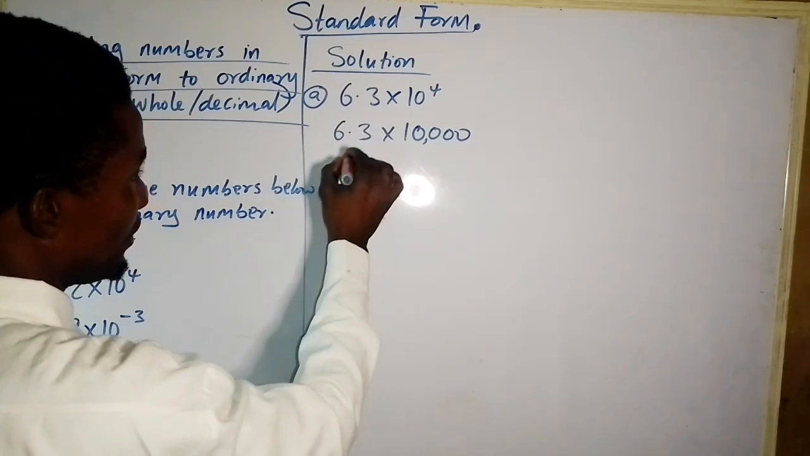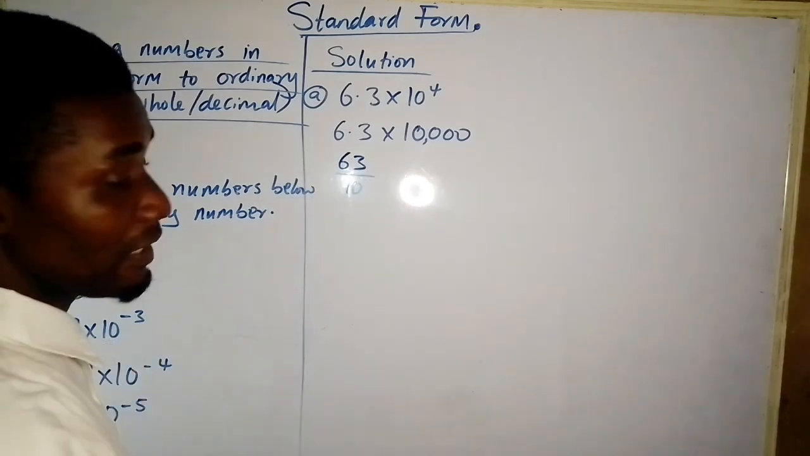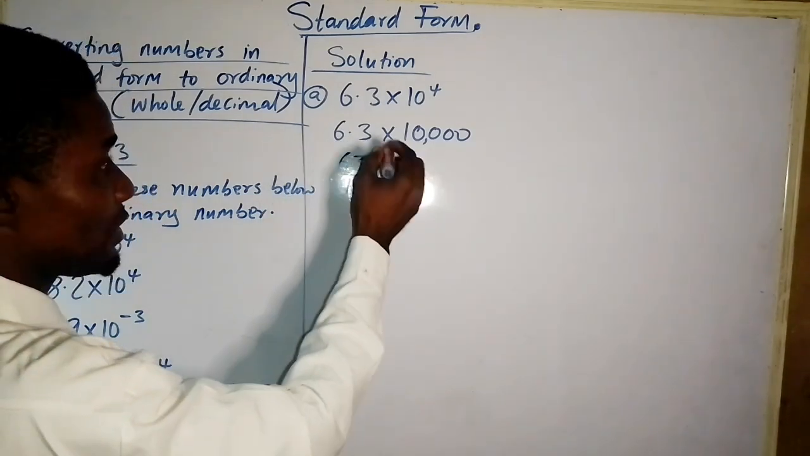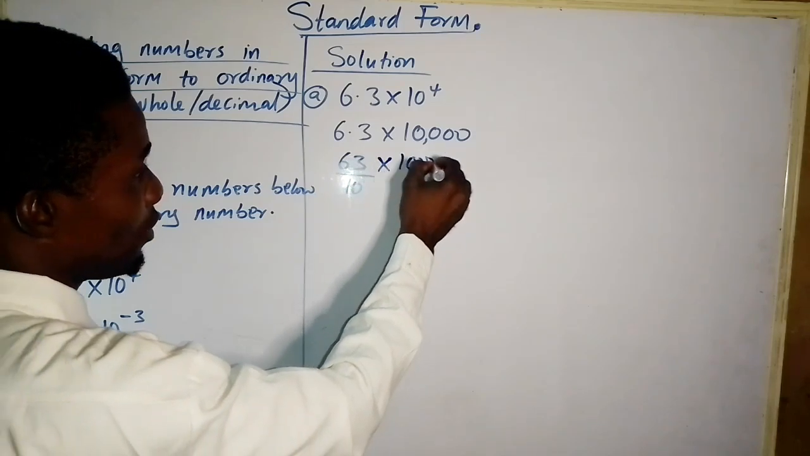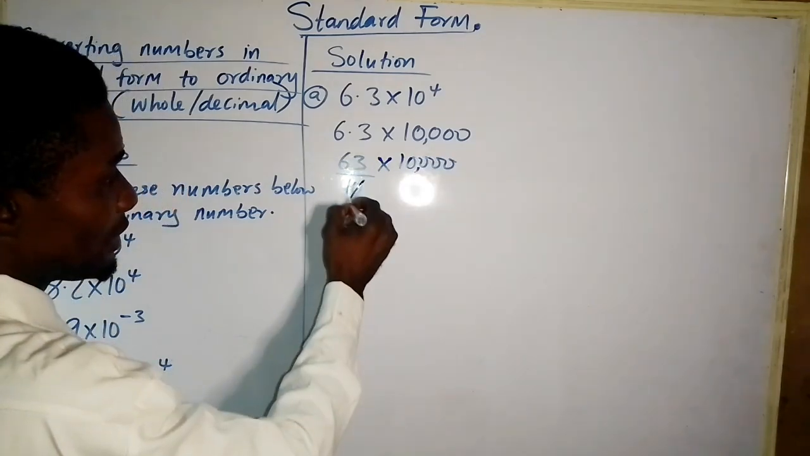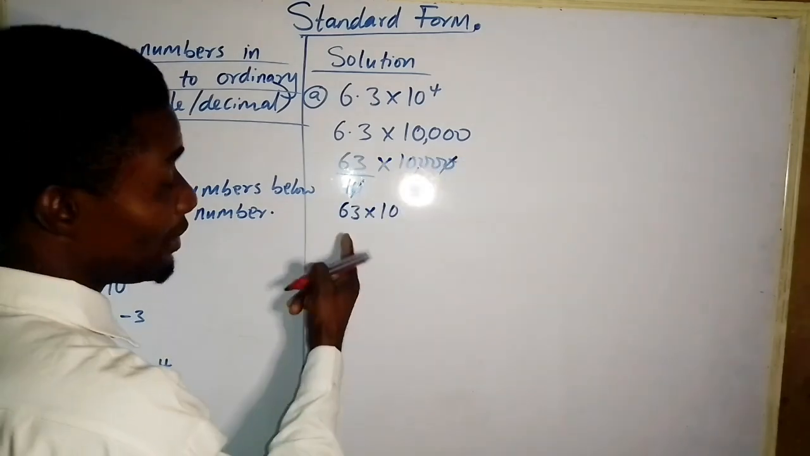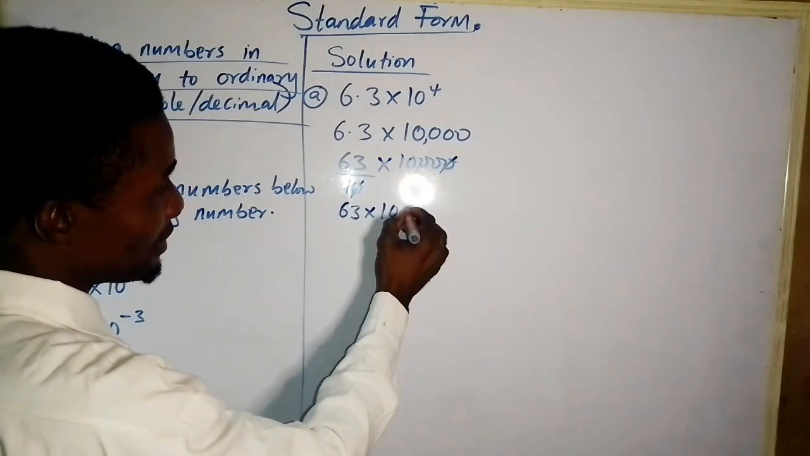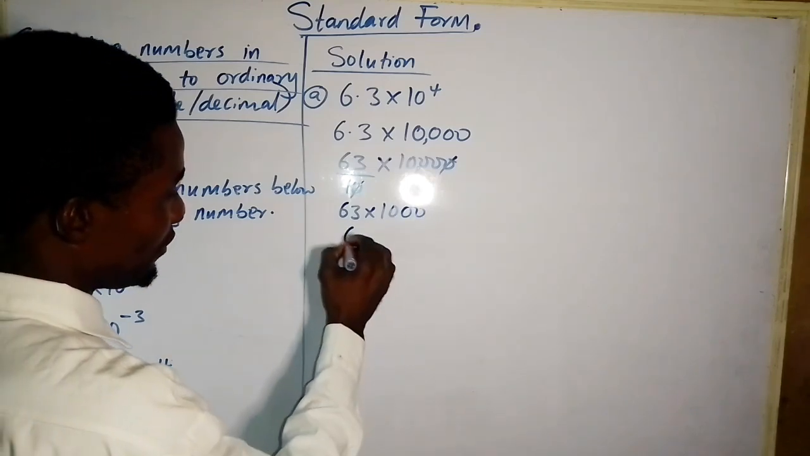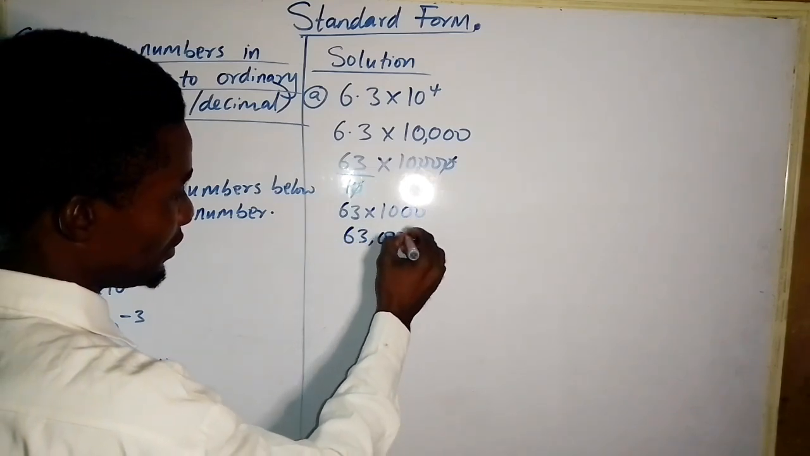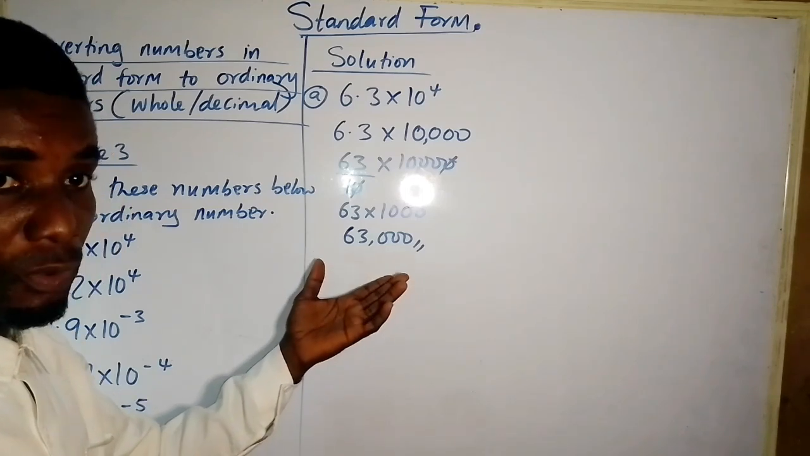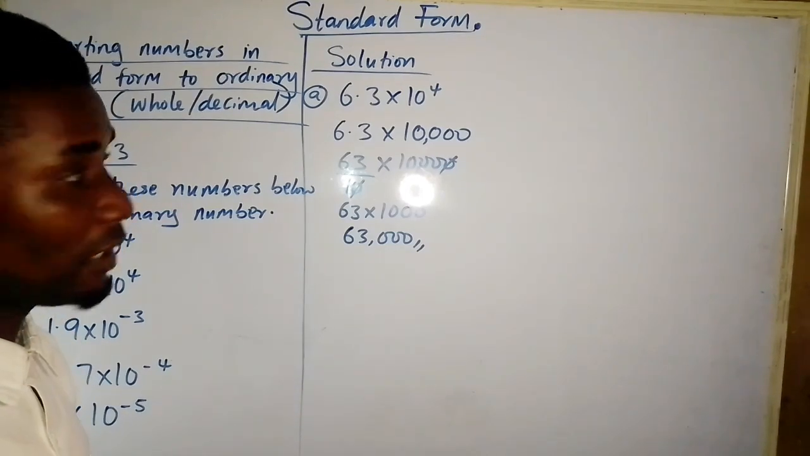Now 63 divided by 10, that is what 6.3 gives us, times tens of thousands. In this case, you can reduce this and you are left with 63 times 1000. So 63 times 1000 will give you 63,000.